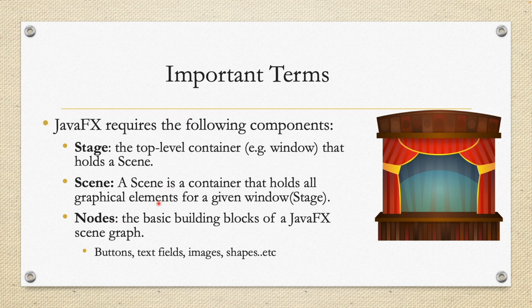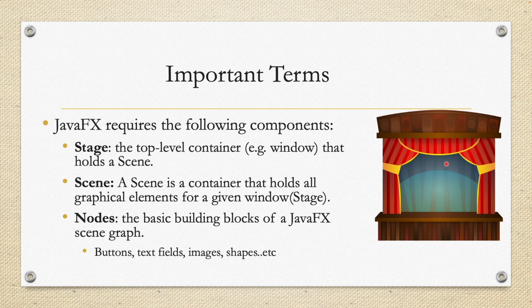So what we're going to do is create nodes, which are the elements such as buttons, text fields, images, or shapes. We're going to add those to the scene, and then the scene will also be added to the stage. And then here I have a stage image, just to provide you an example so that you can understand these terminologies better.